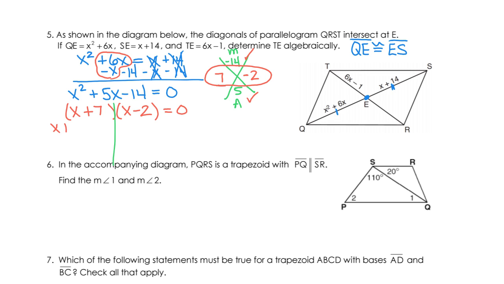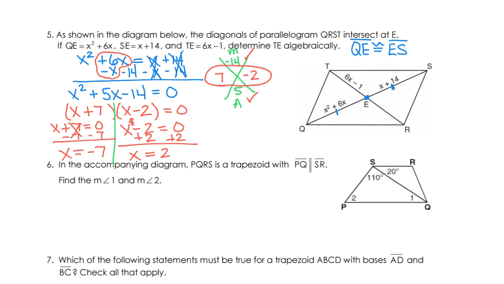If we take our x plus 7 and set it equal to 0, we're going to end up with x equaling negative 7. If we take our x minus 2 and set that equal to 0 and add 2, we'll end up with x equals 2. And a lot of times in math, we can have two answers, except in geometry, when our problem comes with a picture of segments or angles that can't be negative or 0. Usually it's the negative one that goes away, but we never assume. We always have to plug in.